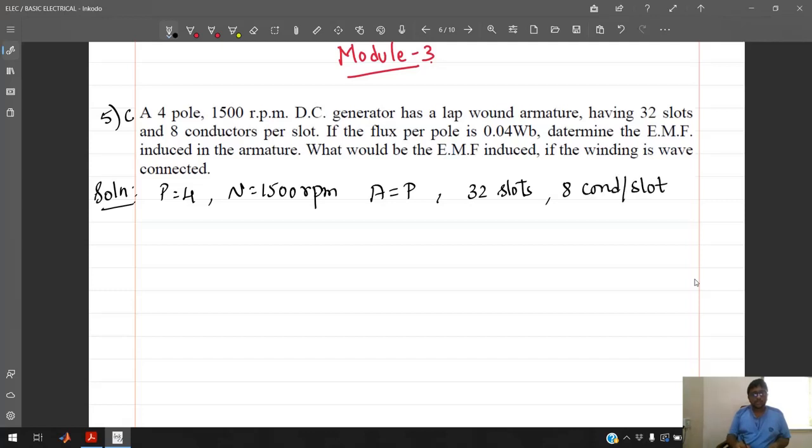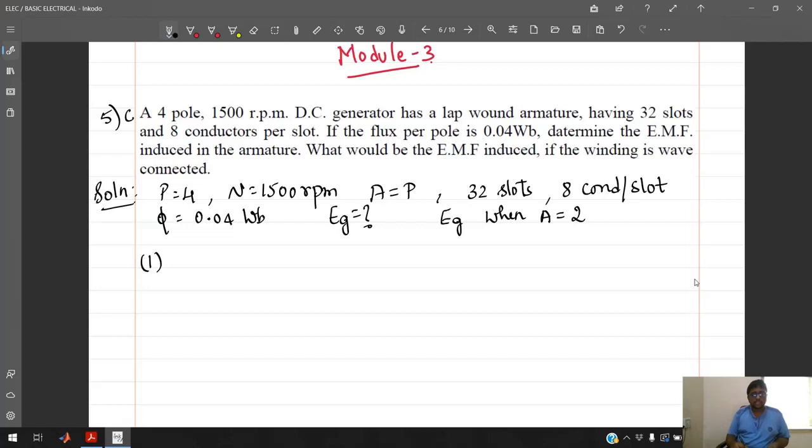If the flux per pole is 0.04 Weber, so phi is equal to 0.04 Weber. Determine the EMF. EMF is nothing but the generated EMF. EG is required to be calculated. Also, they have told what would be the EMF induced if the winding is wave connected. So you also need to calculate EG when the winding is wave connected, in the sense A is equal to 2. So let us solve the first part of the question.